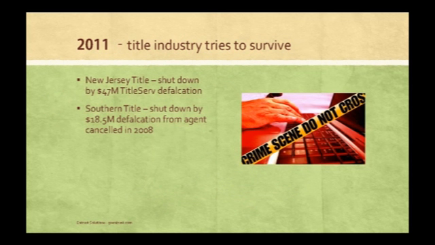In 2011, the title industry was sort of flatlining a little bit, not in the sense of dying, but in the sense that it wasn't growing. Revenues started to flatten a little bit. Some companies were making money. However, there were two title insurance underwriters in 2011 that got shut down due to defalcations, one of which was New Jersey Title. They were part of the $47 million TitleServ defalcation. The other one was Southern Title, which was shut down by an $18.5 million defalcation from an agency canceled in 2008.